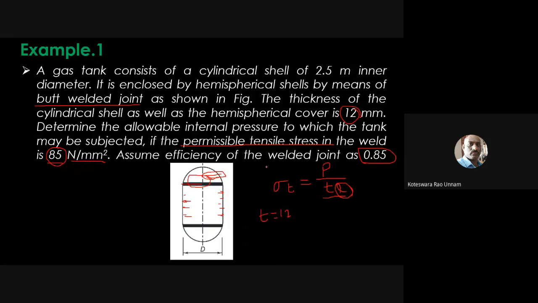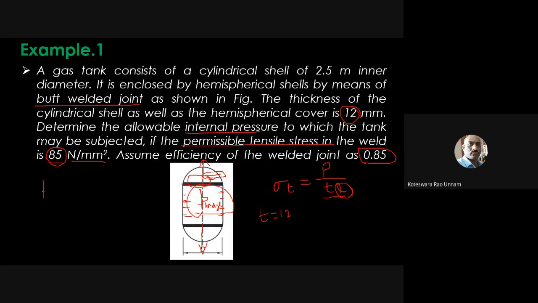He asked us to calculate the allowable internal pressure. That means what is the maximum pressure the cylinder, or the gas tank, can withstand. What is this P max value? Small p, here it is small p. So how can I estimate that? If the cylinder is subjected to internal pressure, what is the tensile load acting in the direction along the longitudinal axis?